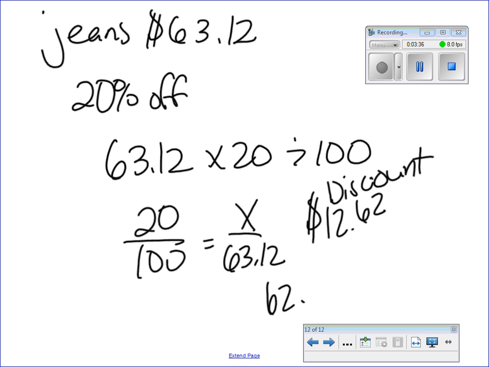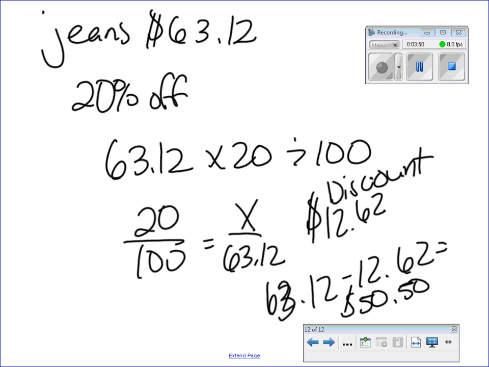This is where you have to remember to subtract. I'm going to do 63.12 minus $12.62 to get my new price. So I'm going to pay $50.50 for my pair of jeans.